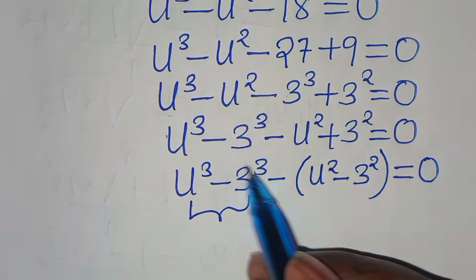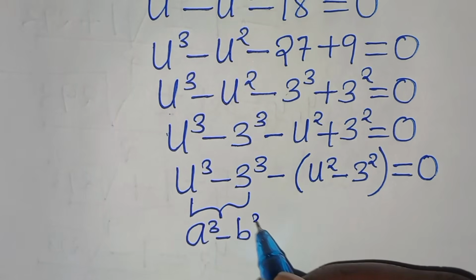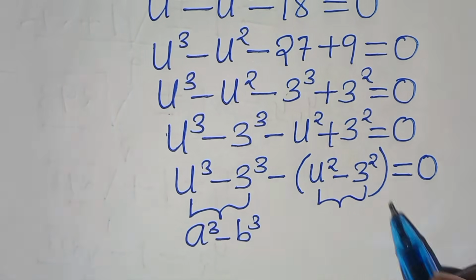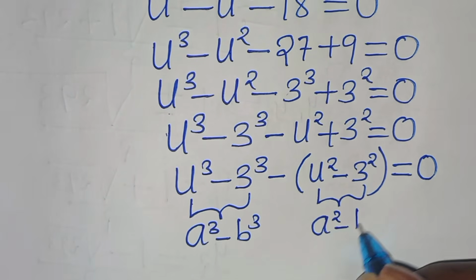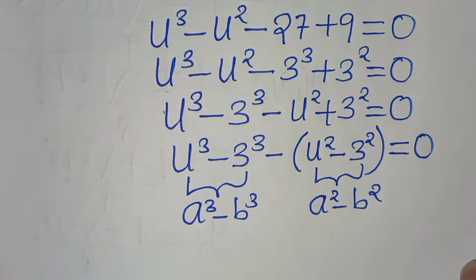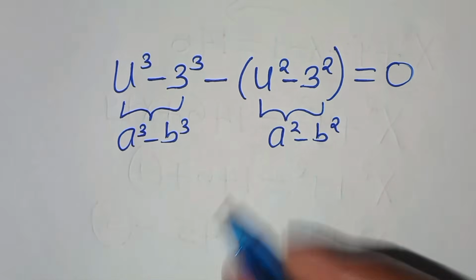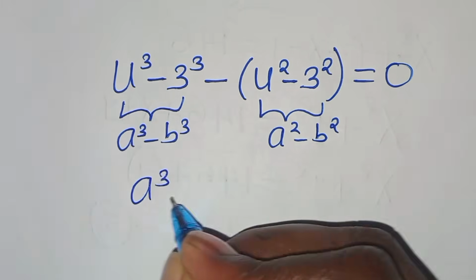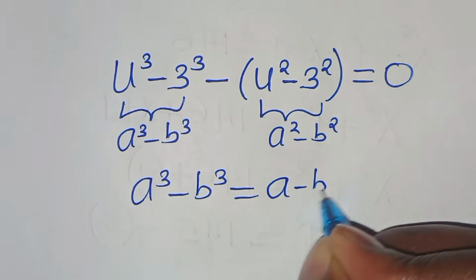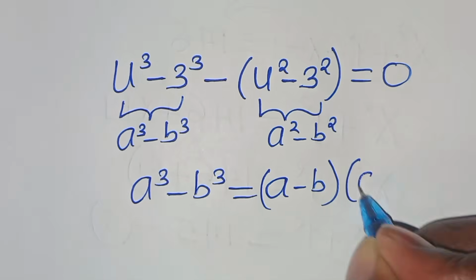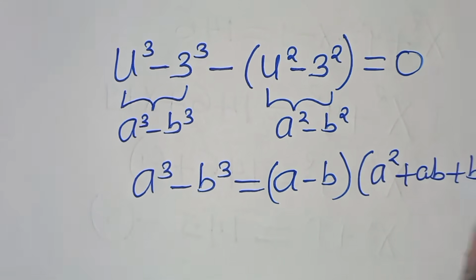The first part is the difference of two cubes expressed as a to the power of 3 minus b to the power of 3. And the second part here, this is the difference of two perfect squares expressed as a squared minus b squared. Now this is the difference of two cubes expressed as a to the power of 3 minus b to the power of 3, which is equal to a minus b, a to the power of 2 plus a times b, then plus b to the power of 2.